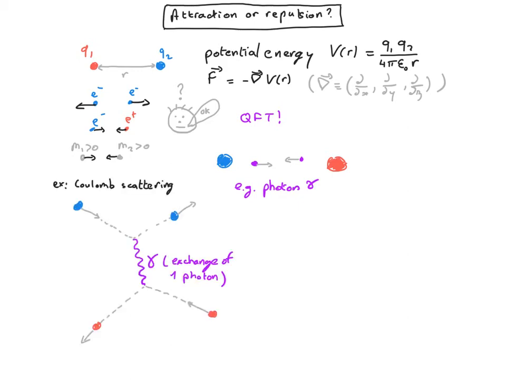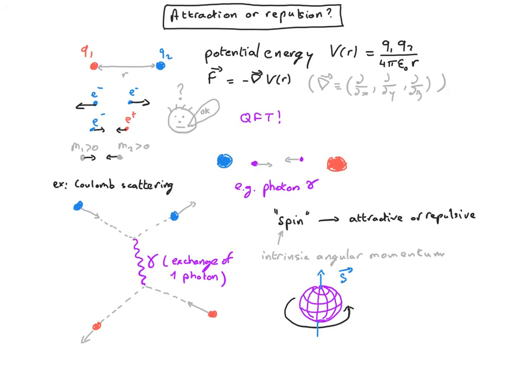What determines if the interaction is attractive or repulsive is the spin of the exchanged particle. The spin is an angular momentum which is intrinsic to the particle. Although it does not have a classical equivalent, it is often introduced as some sort of rotation of the particle on itself. Spins are all over the place in quantum mechanics, as you might see in later years.